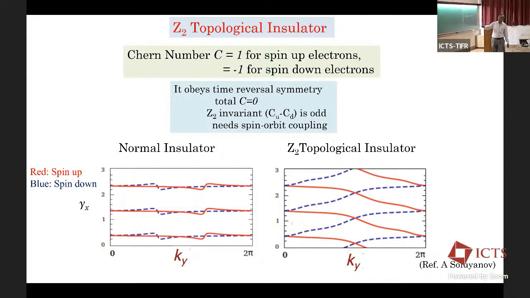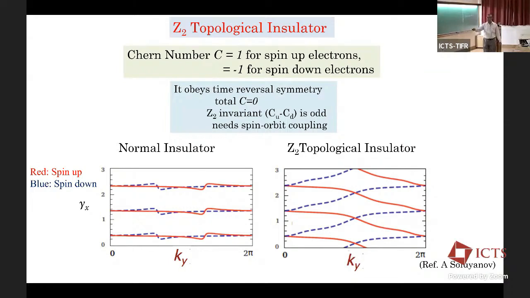Basically, in this case, the Chern number for upspin electron is 1, and Chern number for downspin electron can be -1. So the total Chern number is 0, consistent with the time reversal symmetry. But the Z2 invariant, which is the difference between up and downspin Chern numbers, is basically integer quantized.